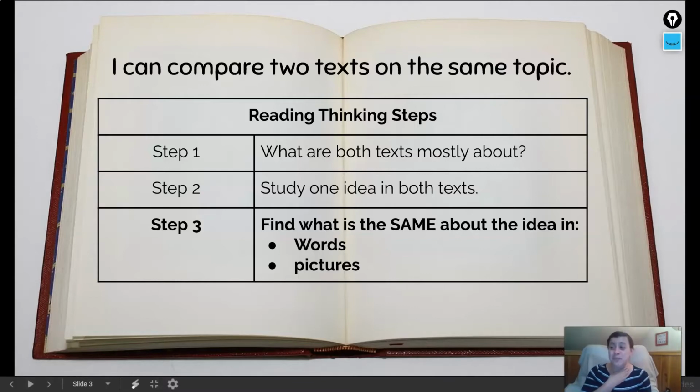Great. When you compare two texts, you find what is the same. And today you will learn to compare two texts so that you better understand their topic or idea from both texts, what they are mostly about. We're going to focus on comparing My Five Senses by Aliki and My Five Senses by Margaret Miller. We're going to compare these two texts to see what these texts are mostly about, and we're going to focus on one idea and then dive into the words and pictures to see what are the same.